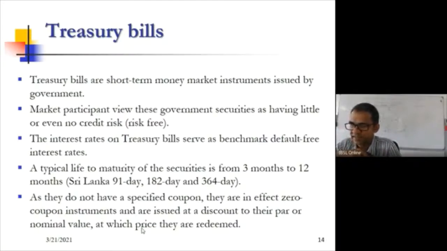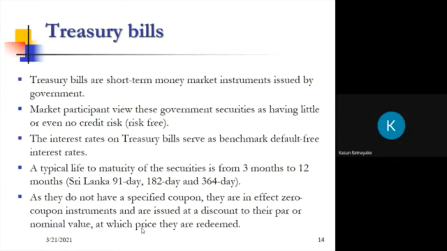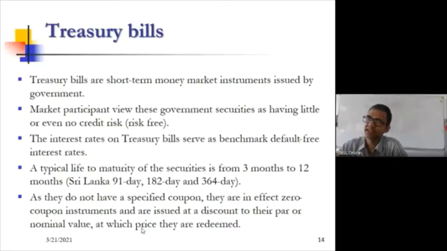What are the characteristics that you know? What are the maturities? It's 91 days, 182 and 364. Yes, in the Sri Lankan market, it's 91 days, 182 days and 364 days at the time of issuing. Remember that.